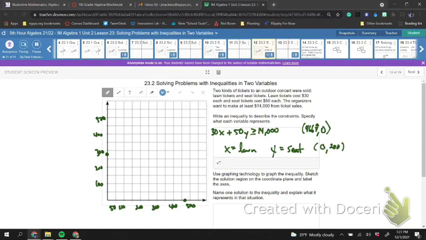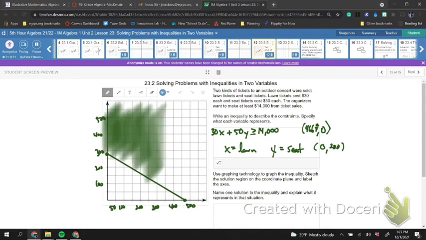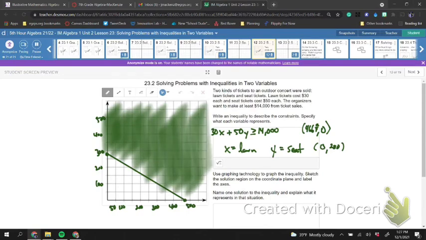Solid, because 14,000 works, right? It says at least 14,000. If it said you need to make more than 14,000, not solid. Okay? It'd be dashed. Next, let's test the origin. Is 0 greater than 14,000? No. So the origin needs to not work, which means any combinations of tickets up there works.